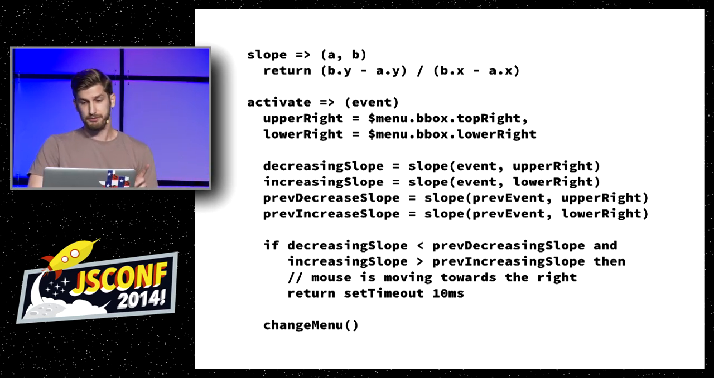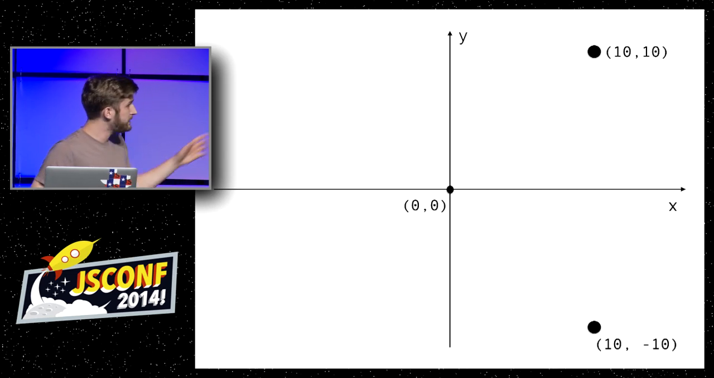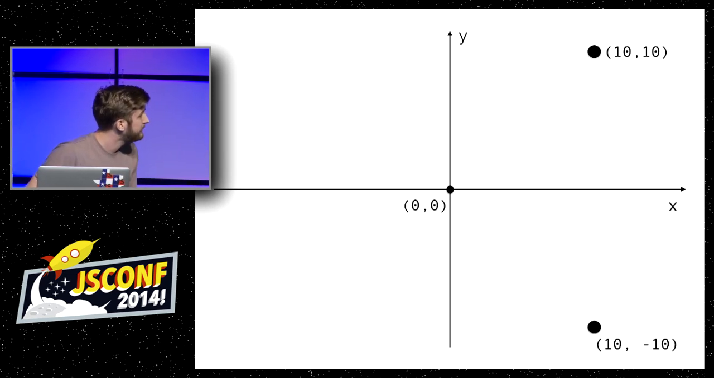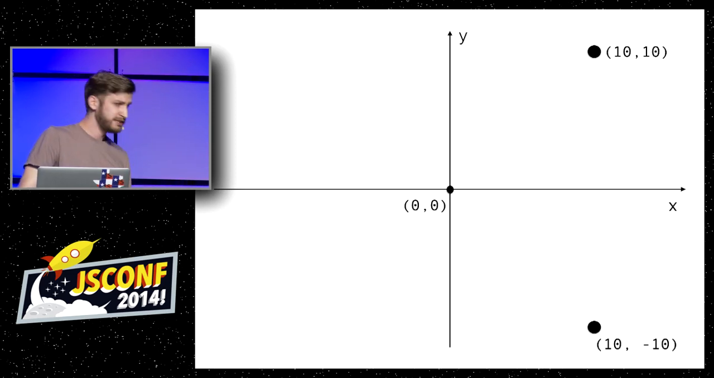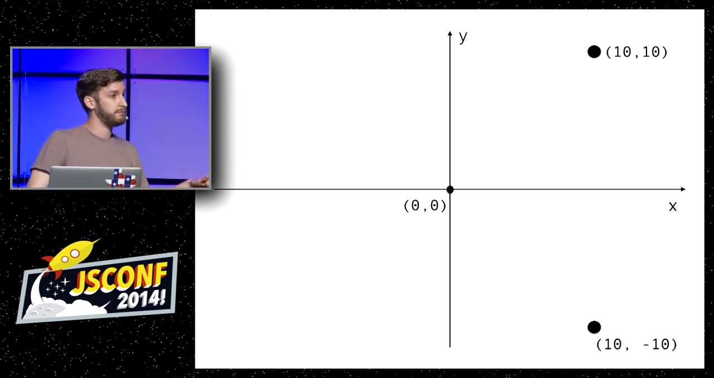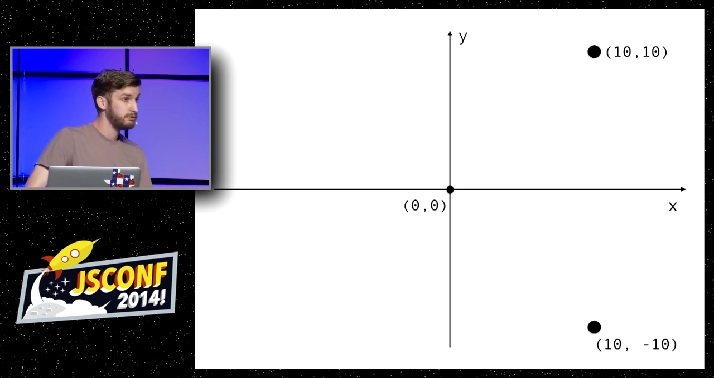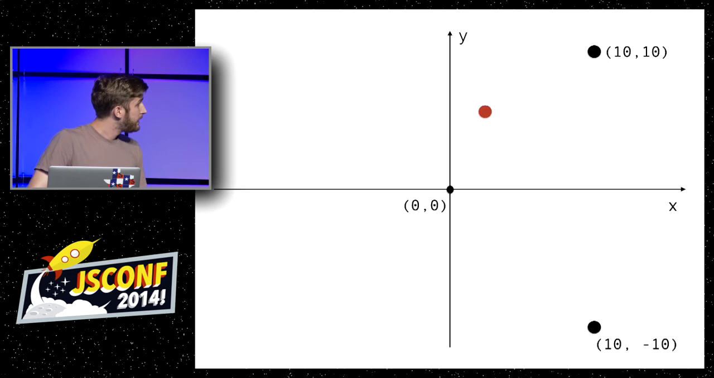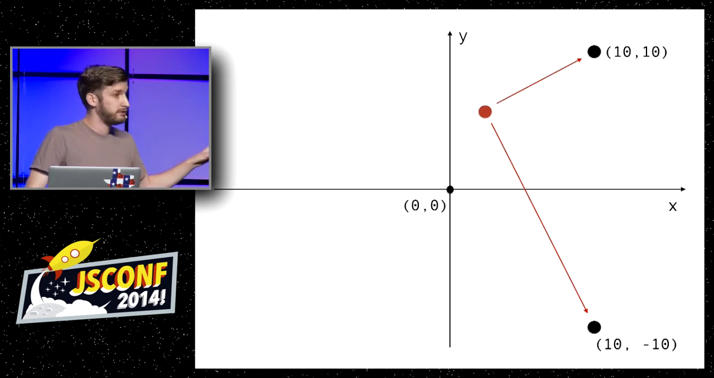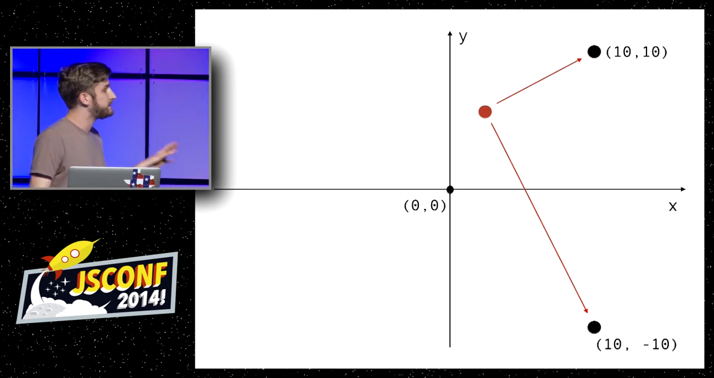And to show you what I mean by safely moving to the right, here we have our basic XY grid. We've got one point up there, 10, 10, and then 10, negative 10. We can assume that this is the upper right and the lower right bounds of the menu box. We have the mouse cursor right there in red. We have the lines that go from each one of those. What we want to do is calculate the slope of these particular lines.